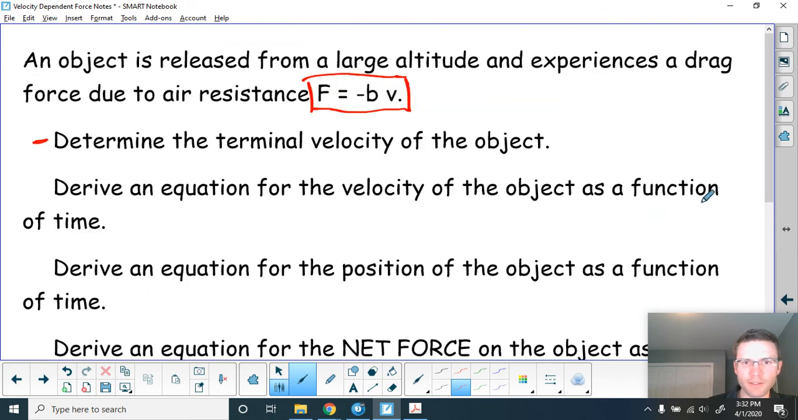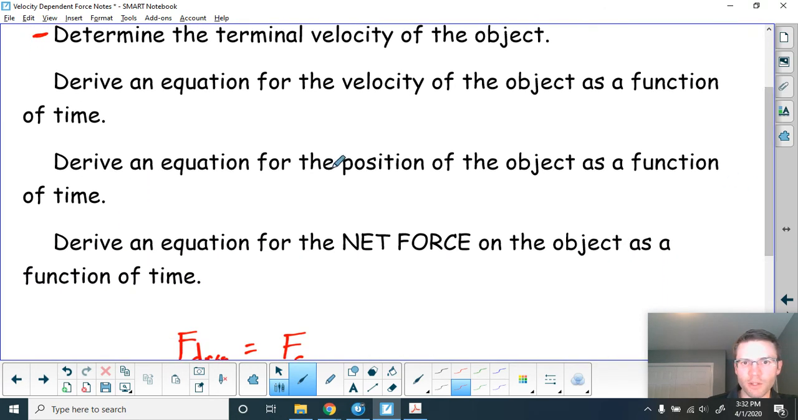Let's answer the rest of our questions. Derive an equation for the position as a function of time. We know how to do that. We just did that in the last video. So take the integral of your velocity as a function of time, and you'd have to integrate what we just got and then solve for c.